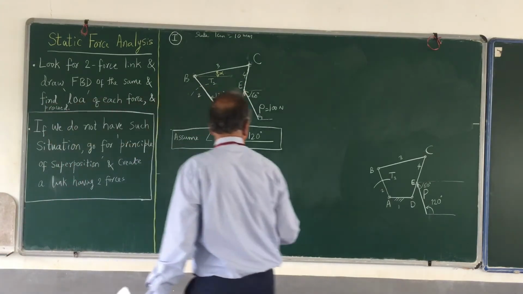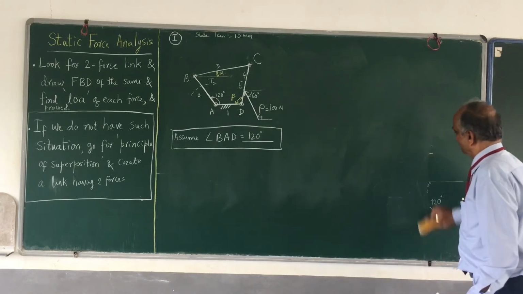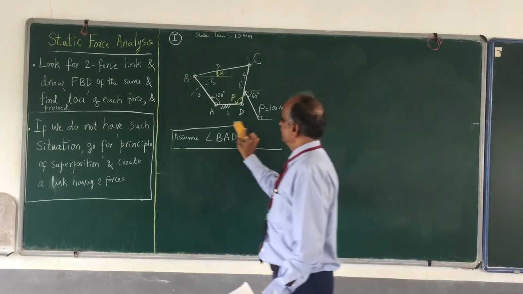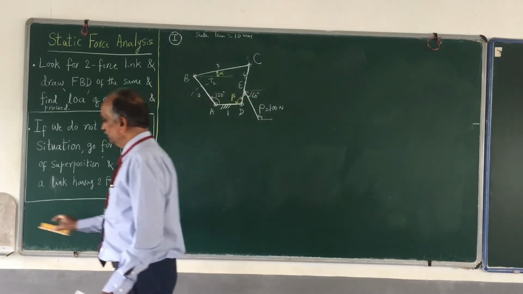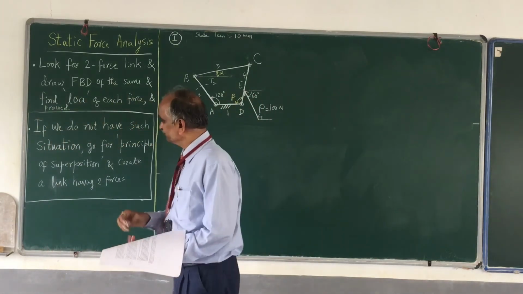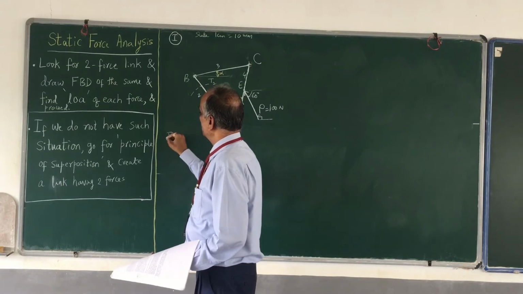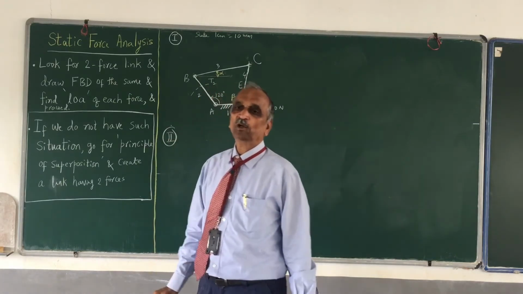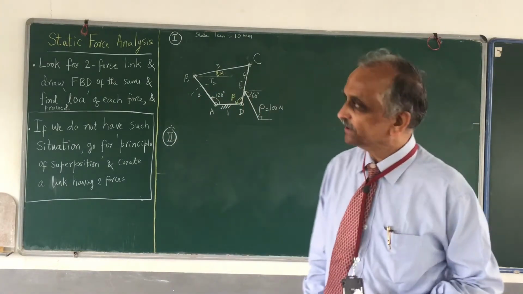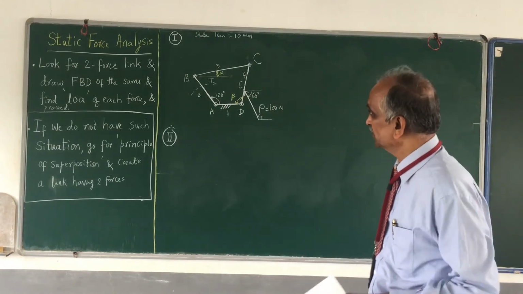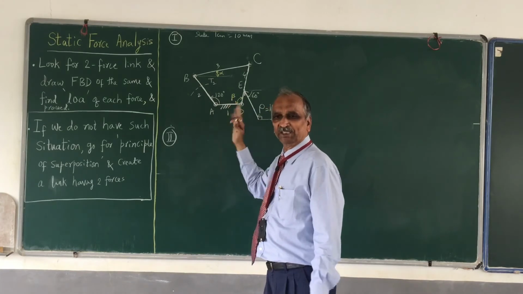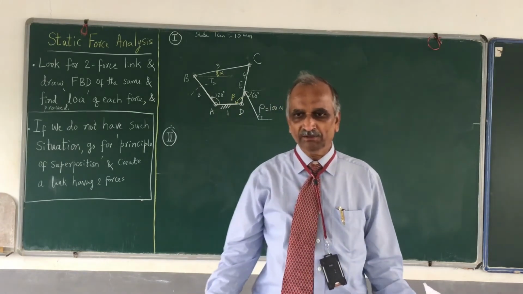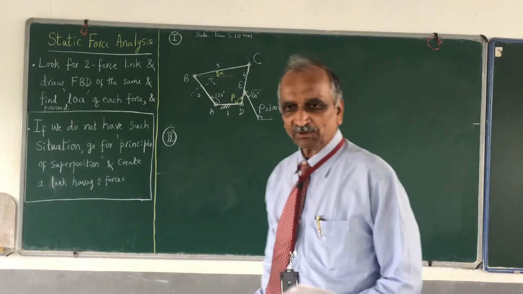What is the configuration diagram? I shall rub this now. I don't need it. Okay, this I have already indicated. Now let me proceed. What is the next step? Choose a link which is having only 2 forces. Which is that link? Go through that. Anyway, we never draw the free body diagram of link number 1. Okay, and start with link number 2.